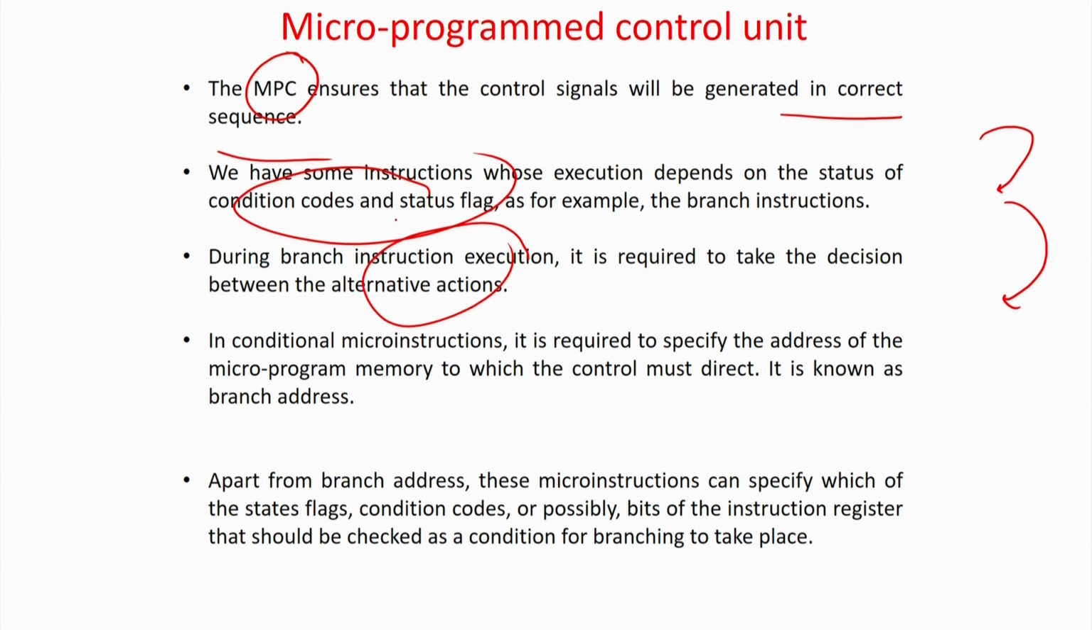As in normal programs, we have micro instructions which are conditional, and also some which are unconditional. In conditional, it is required to specify the address of the microprogram memory where the control must be directed. So if the condition is not true, you go to the next step, but if it is true, you jump, and then you have to tell the address. In this case you have to tell the address of the microprogram memory, because you are executing in the microprogram memory.